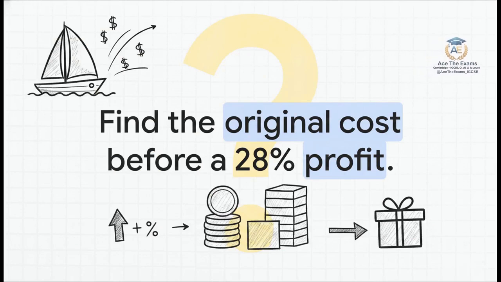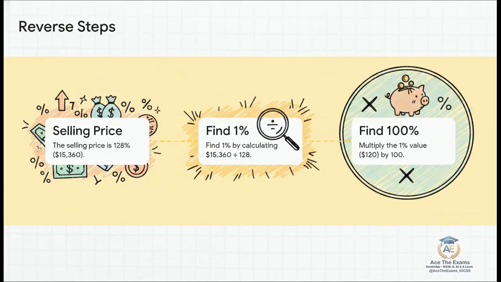A boat is sold for $15,360. We know this final price includes a 28% profit. But what was the original cost? What was the original base cost before the markup? Walk through the exact logic with me because honestly, it is beautiful once it clicks.